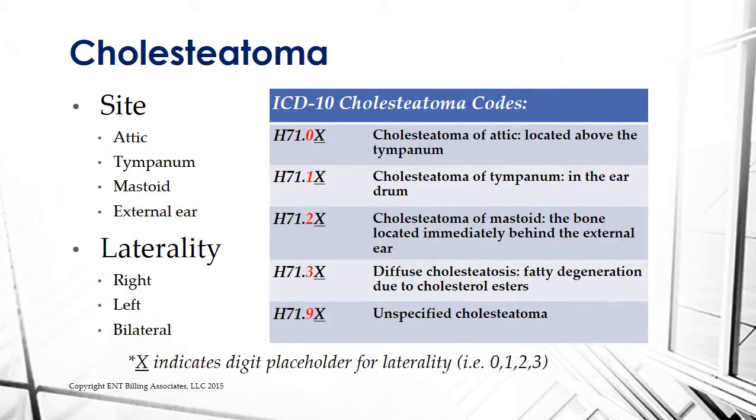Our next condition of the ear is cholesteatoma. When performing an examination, you must address the site of the cholesteatoma and the laterality. To show you how important this is, please look at the chart on the right side of the slide. You will notice how the fourth digit of the code corresponds to location. We've highlighted that in red. So, for instance, you can see that the 0 corresponds to the attic, whereas the 1 corresponds to the tympanum. Additionally, for this condition, the 5th digit of the code is going to be used to signify laterality. So we put X's to indicate placeholders for the laterality here.